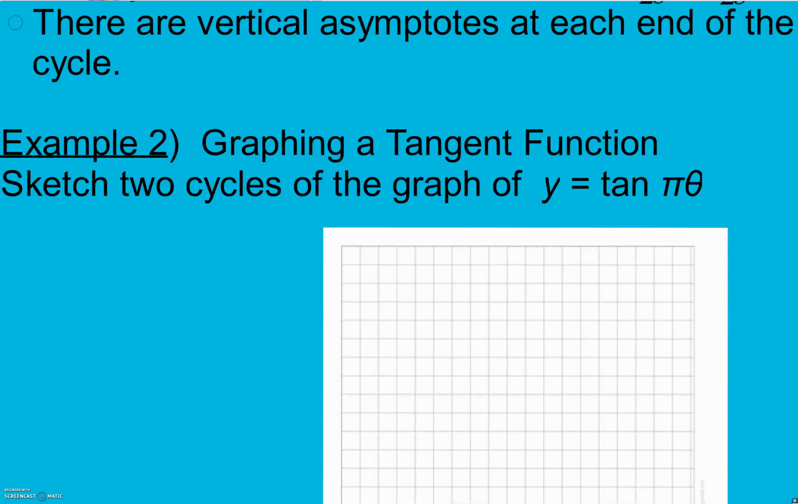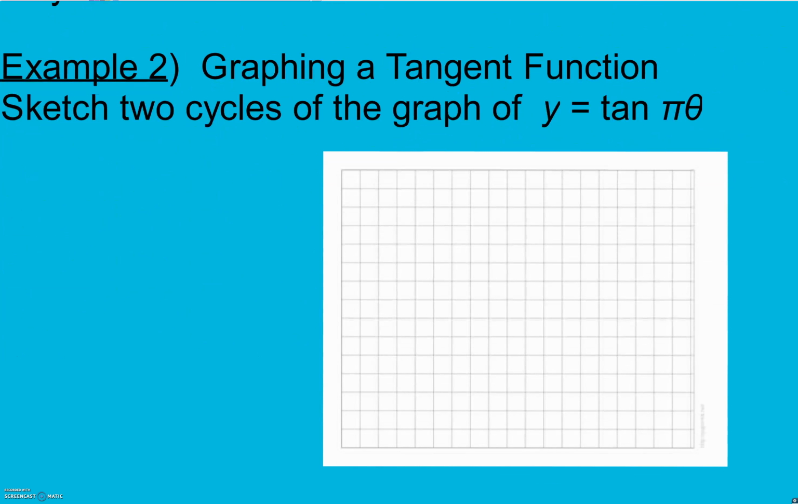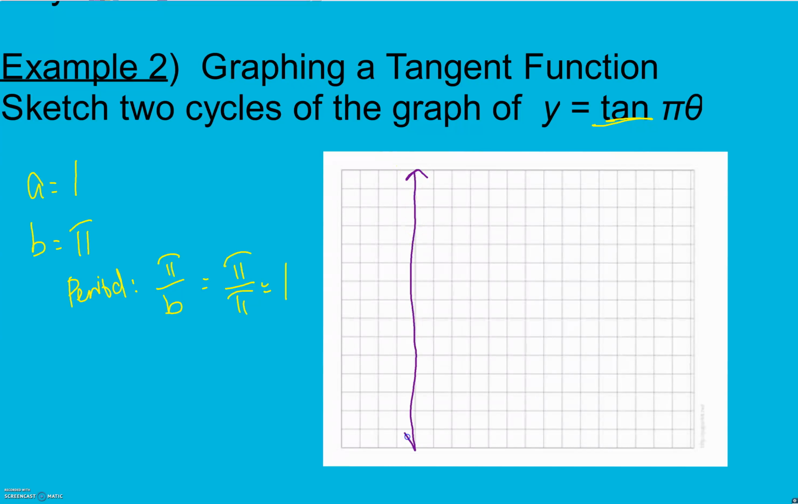So we're going to graph here 2 cycles of the graph of y equals tangent of pi theta. So a is 1, b is pi. To find our period, since it's a tangent function, it's pi over b. So we get pi over pi, and our period is 1. That's how far one cycle goes. We're going to graph 2 cycles.